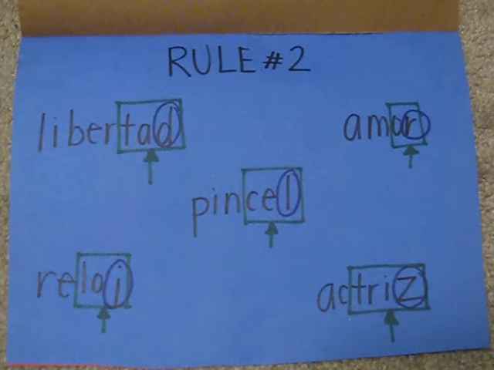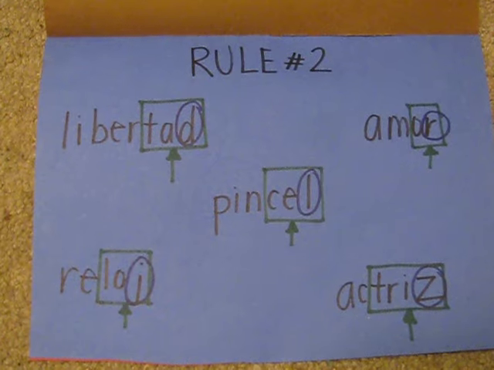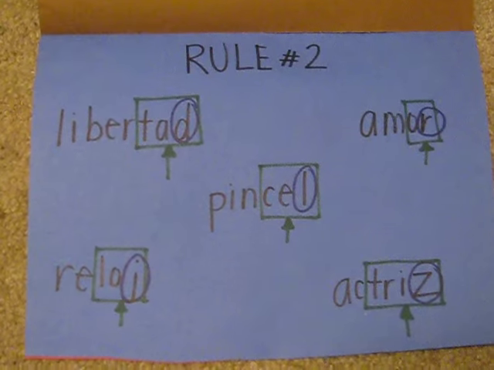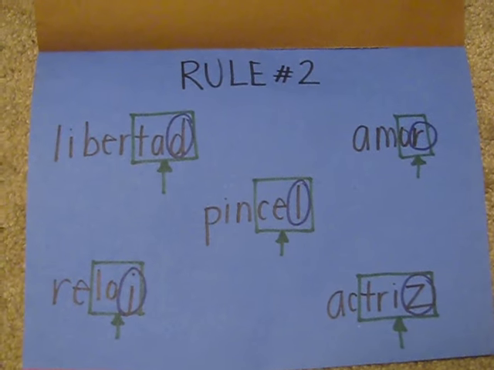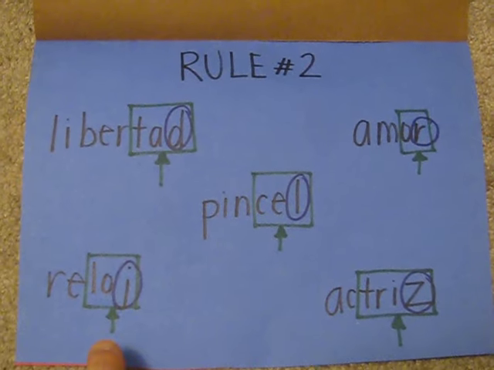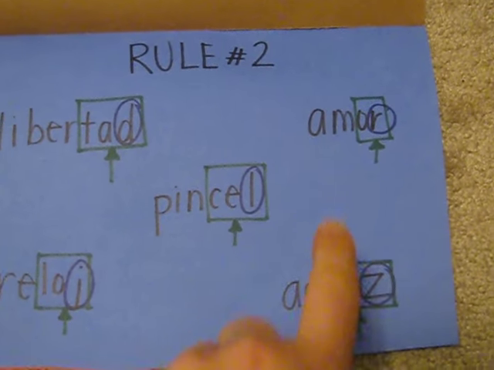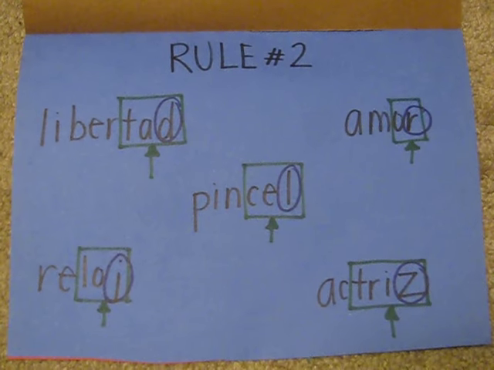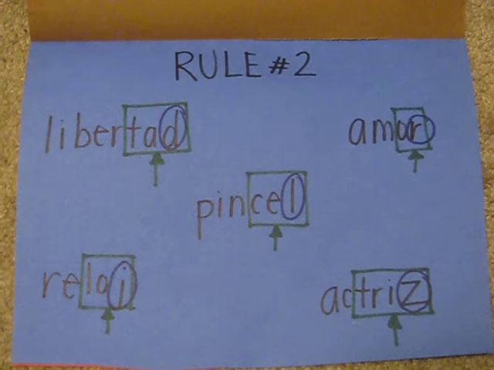Rule number 2. If the word ends in any consonant other than an N or an S, we must follow a different rule. Now look at these words. All of these words have the accent on the last syllable. Libertad, reloj, pincel, amor, actriz. All of these words end in a consonant other than N or S, and the last syllable gets the accent.